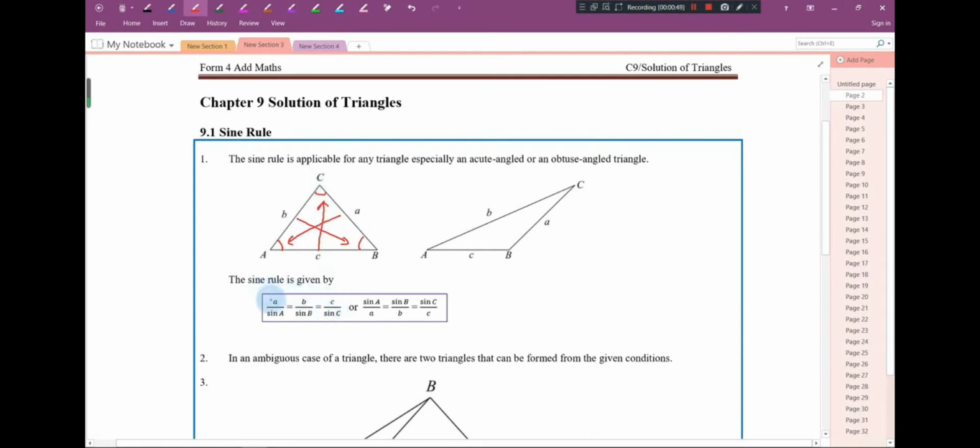Okay, so we can actually invert them. You can write them as sine A over A is equal to sine B over B is equal to sine C over C. Normally, if the question asks us to find side length, we will choose this one. If the question asks us to find angle, we will choose this one. This rule can be applied not only for acute angle triangles, it can also be applied for obtuse angle triangles, for example this one.